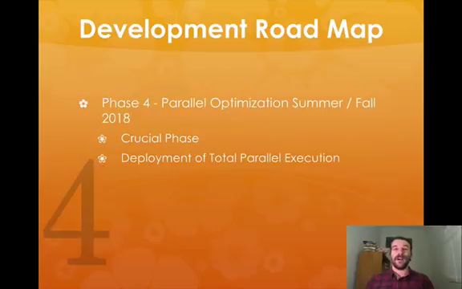Phase 4. This is a little less clear for EOS. This is the parallel optimization. This is going to happen in the fall, summer, fall of 2018. They will try, on the previous phase, the current phase, to get a 1.0 version of this product, and then they will move towards optimizing the code for parallel execution. Once this is done, they will be pretty much set up for production.